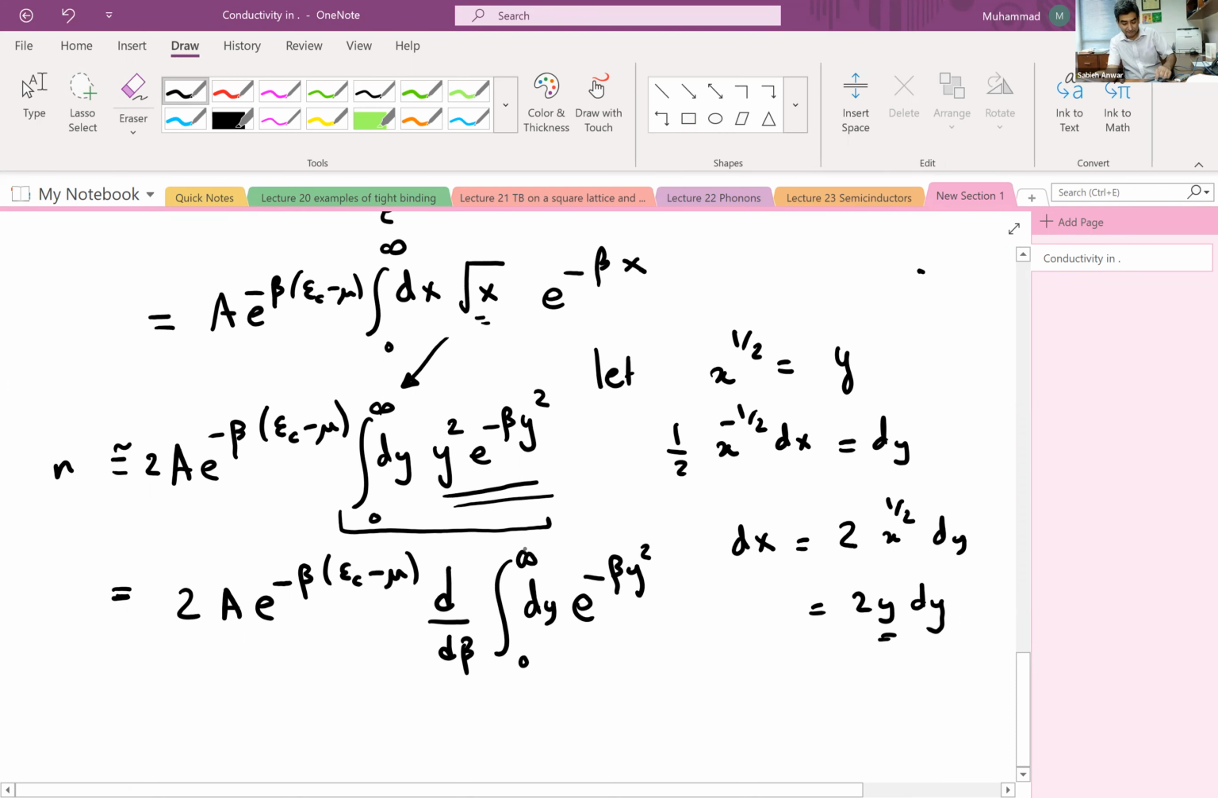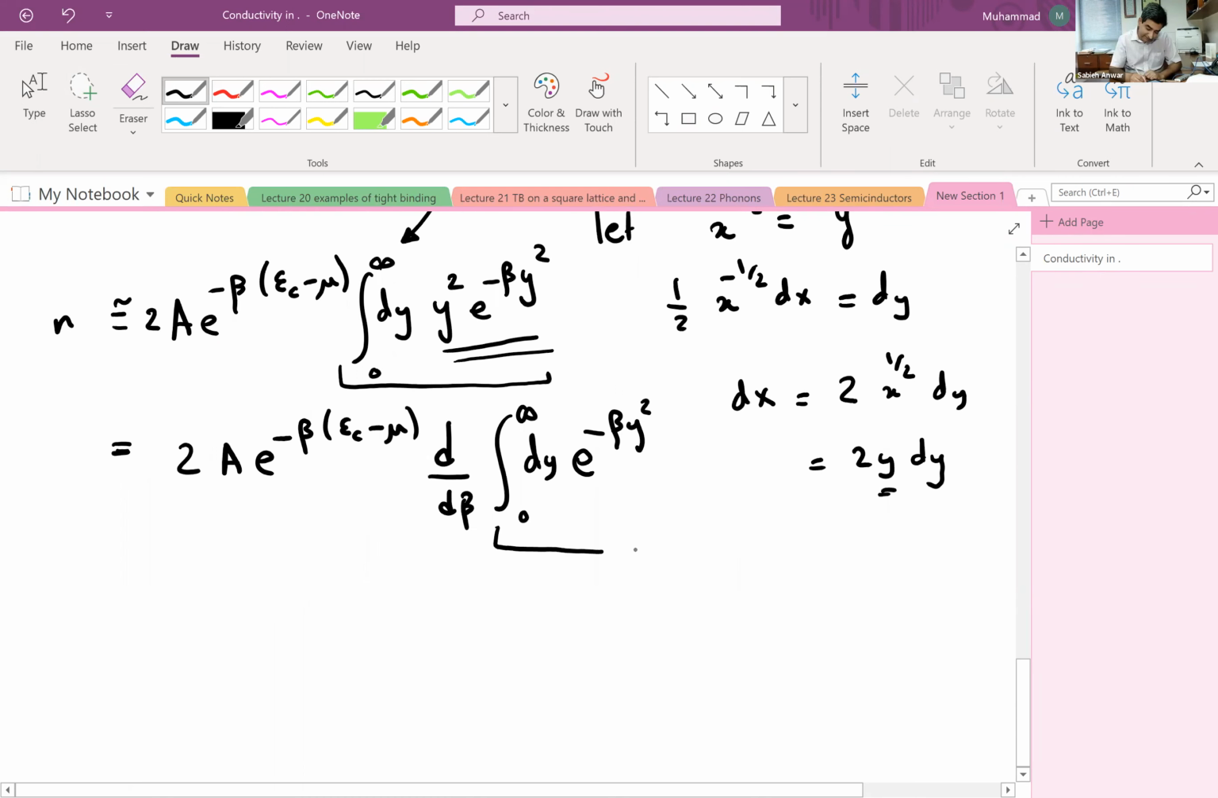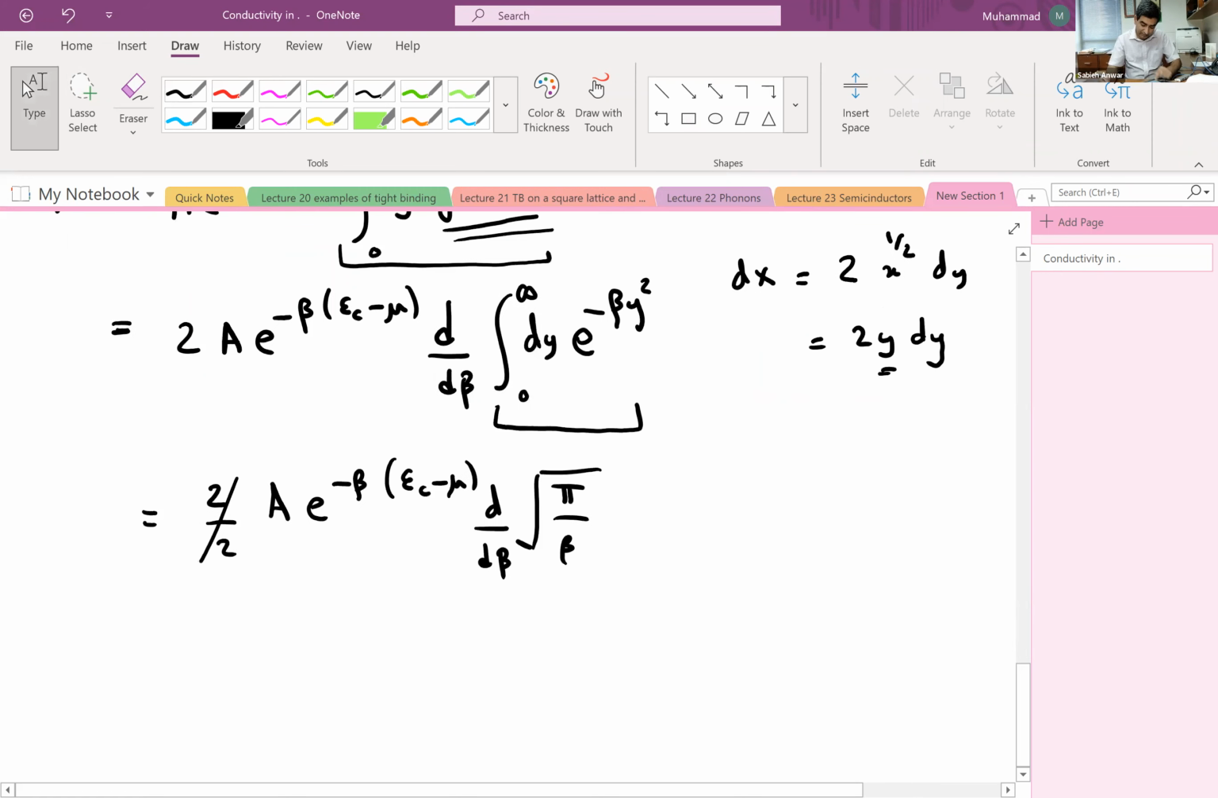All right. This integral is a standard integral, called the error integral, and its answer is 1 over 2 square root of pi over beta. So far, so good. I'm left with a square root of pi e to the beta, and this would give me 1 over 2 beta to the 3 by 2.